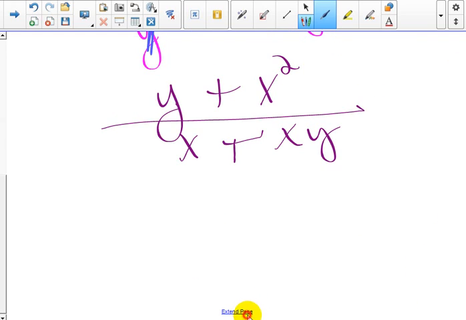Oops, my x went rogue there. I don't know what happened, but it just had a mind of its own.